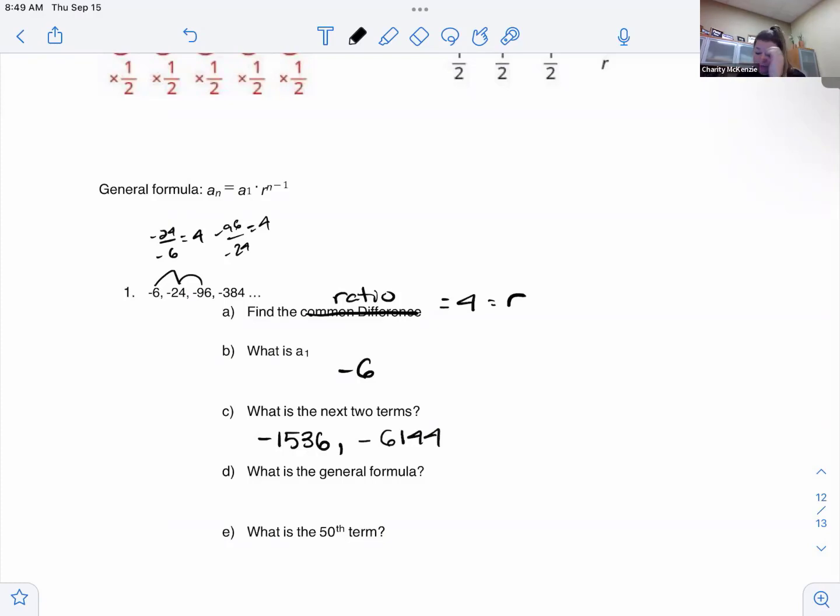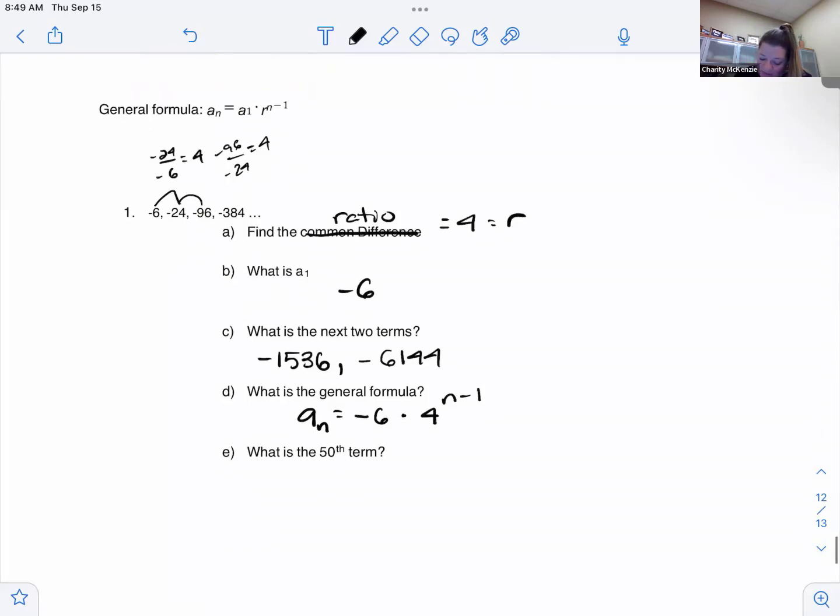And then what's the general formula? So the general formula, A sub n, is going to equal the first term, -6, and then times the ratio, which is 4, to the n minus 1. You definitely can't simplify these, so it's even easier. Done. You cannot combine the 4 and the 6 because the 4 has an exponent, so you can't combine those.